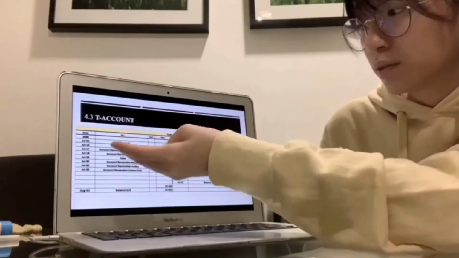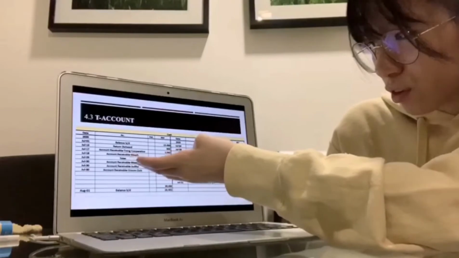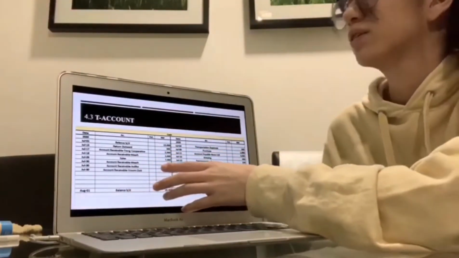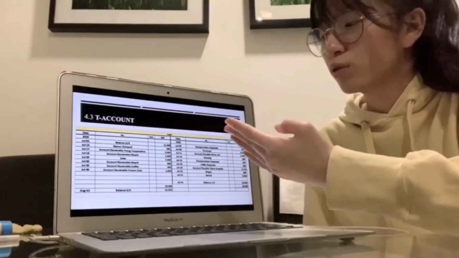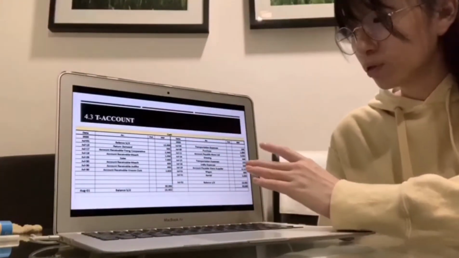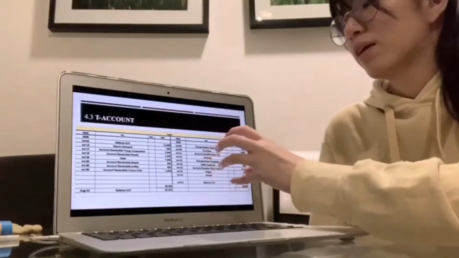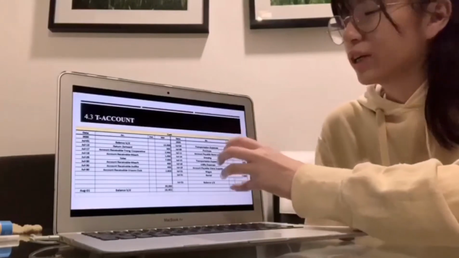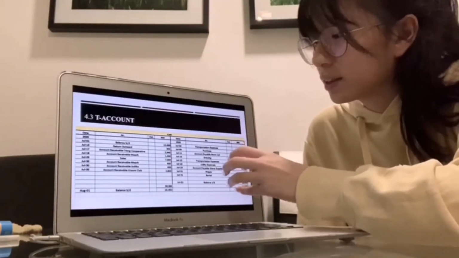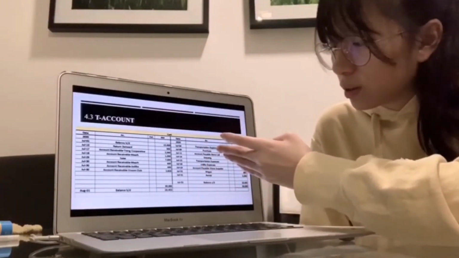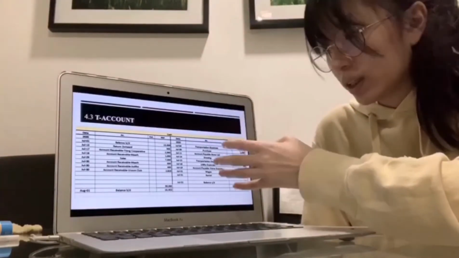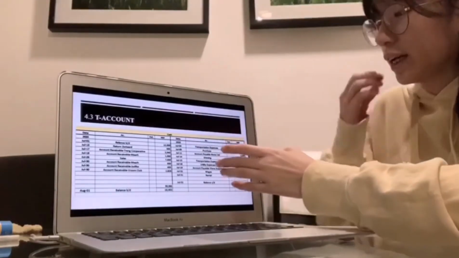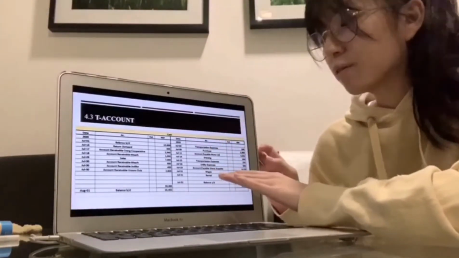Moving on, one more is sales, and for sales, the amount is RM 7,000. And then we will go to the credit side. We will categorize them into the right place. For transportation expenses, it's an expense, so it will be on the credit side. Then it's 240 ringgit, so we categorize it here.